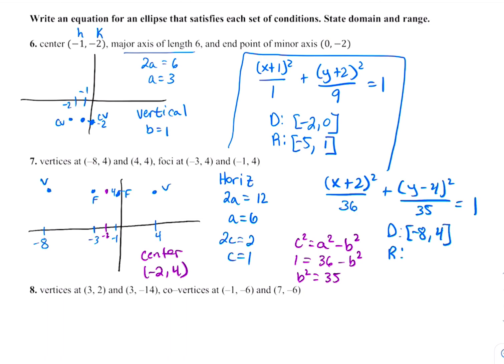And then for the range, that'll be between the co-vertices. So now I need to take the square root of this. So b is the square root of 35. And then I'm not able to simplify that any further, so I'm just going to leave it like that. And then I would have to add that to the y value of my center, since my co-vertices will be up and down from each other. So the range for this is going to be 4 minus the square root of 35, comma, and then 4 plus the square root of 35.